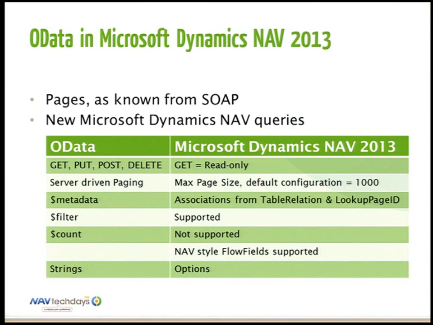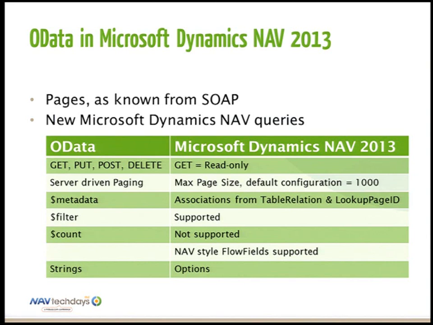There is a server paging, so if you expose the G/L Entry table or something like that, you will not get a full set of data. You will have the possibility of paging this. Default is 1,000 records, but you can tweak that using the configuration, either the PowerShell commandlets or the management tool.